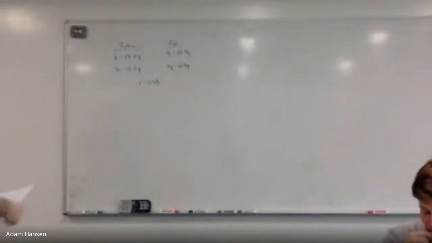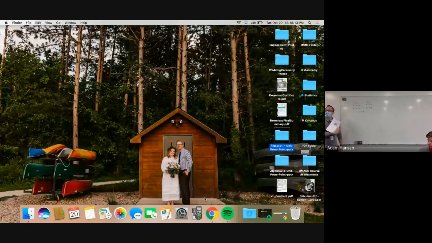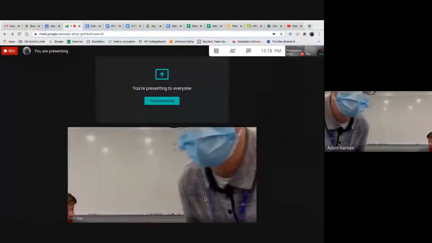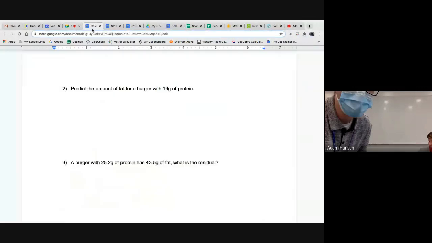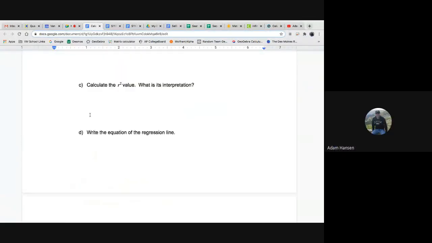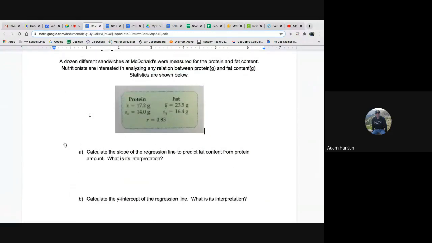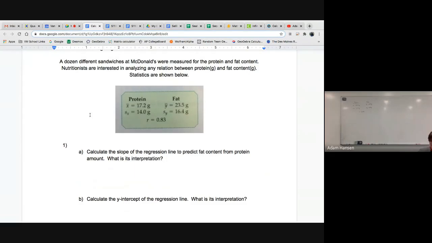Okay, so on this packet, I've got a couple of different data sets we'll use for the rest of the week. Let's take a look and work through together what's on the first page. All right. 12 different sandwiches at McDonald's were measured for both their protein and fat content. We're interested in predicting, analyzing any relationship between protein and fat.